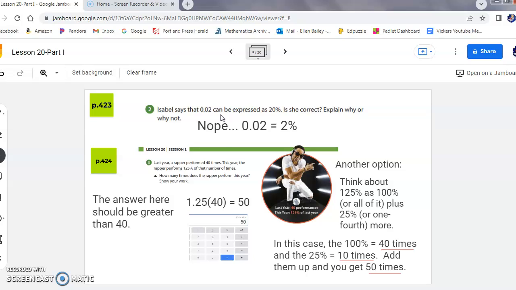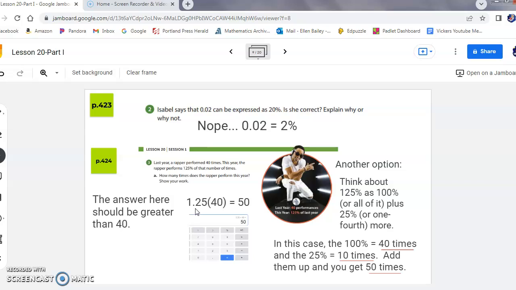All right, let's turn over to page 424, and I'll tell you right now, you do not need to write all of this. In fact, the only thing you really need to write is this equation right here that I'm circling with the cursor. Let's read the problem though. It says last year, a rapper performed 40 times. This year, the rapper performs 125% of that number of times. How many times does the rapper perform this year? And show your work. The answer here should be greater than 40, right? Because it's 125%. That's higher than 100.